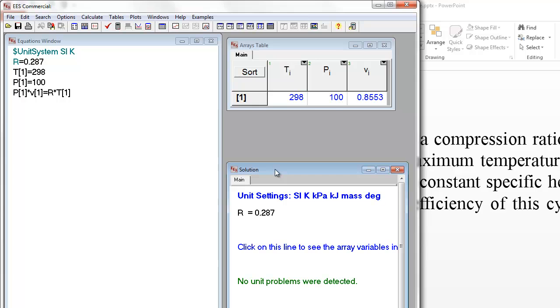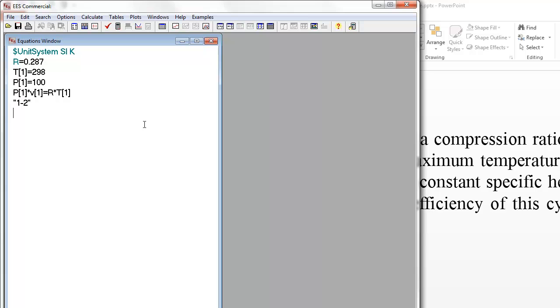We'll keep moving through the Otto cycle, going from step 1 to 2. I'll put comments in with double quotes. Going from 1 to 2 is an isentropic step, so T2 over T1 is equal to V1 over V2 to the K minus 1. K is the ratio of heat capacities, which at room temperature is 1.4. I've introduced two new unknowns, T2 and V2, but we know that V2 is equal to 1/9 of V1, so V1 over 9, because that's the compression ratio.